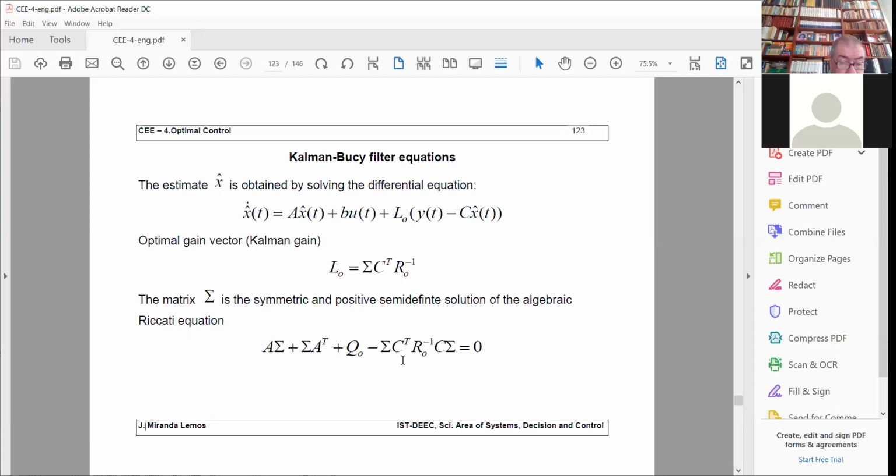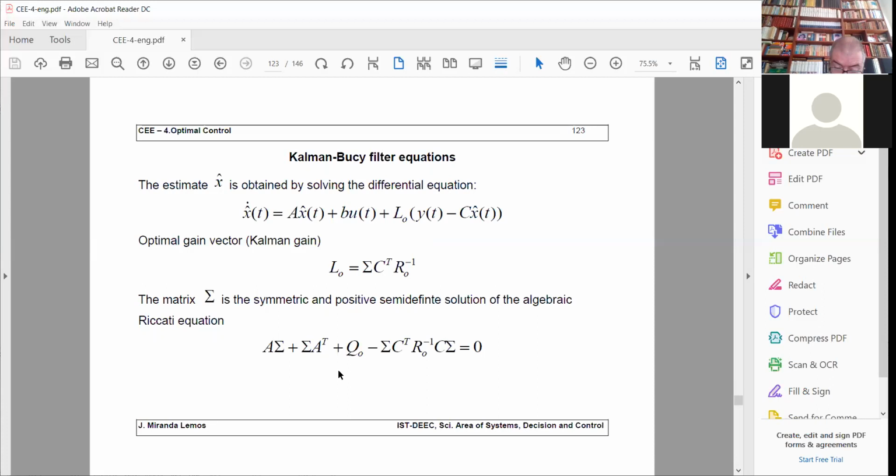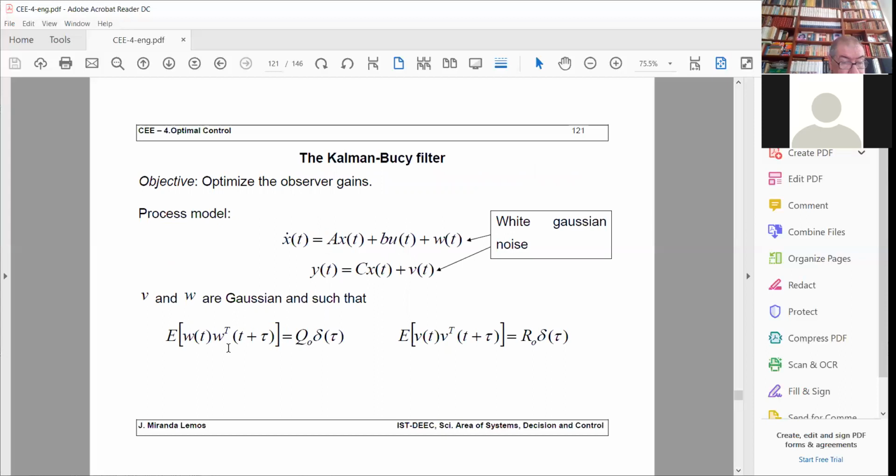Now, you have one problem when you have this structure here, which is that you see this Q naught and R naught that are the covariance matrices of W and V. And you have to compute them. Now, you might think, okay, we do some study of the noise and we identify the noise to estimate these covariance matrices. This is very difficult to do, very expensive and impractical.